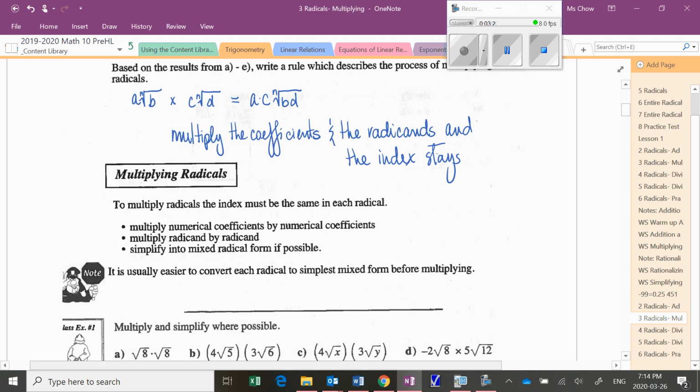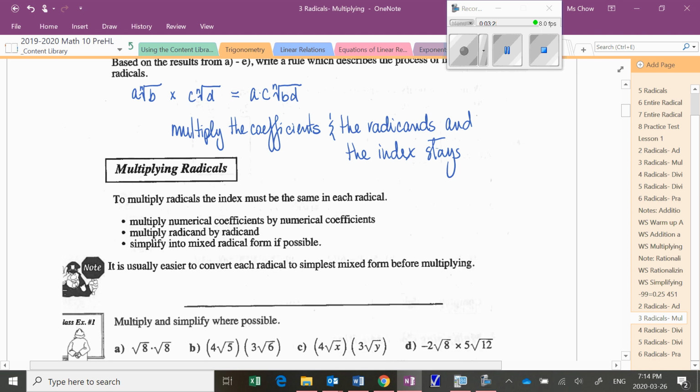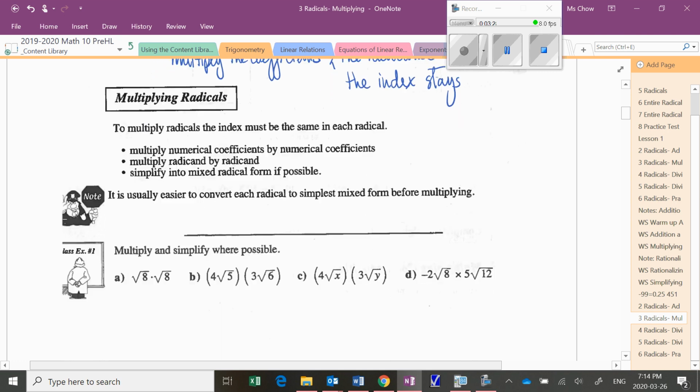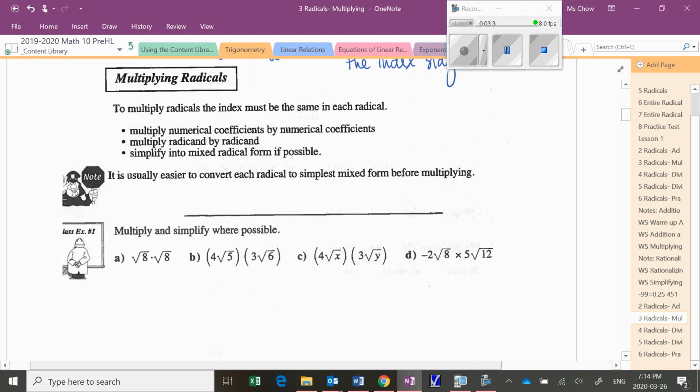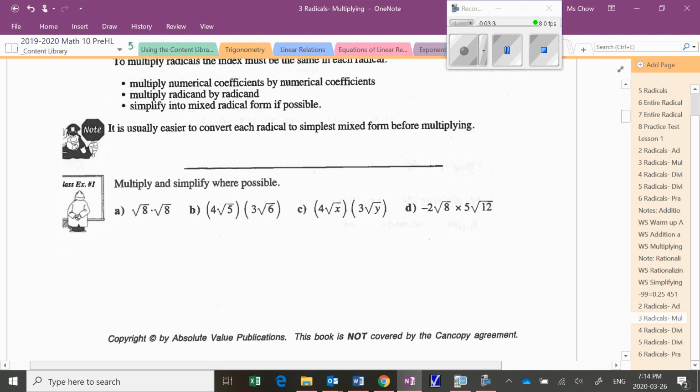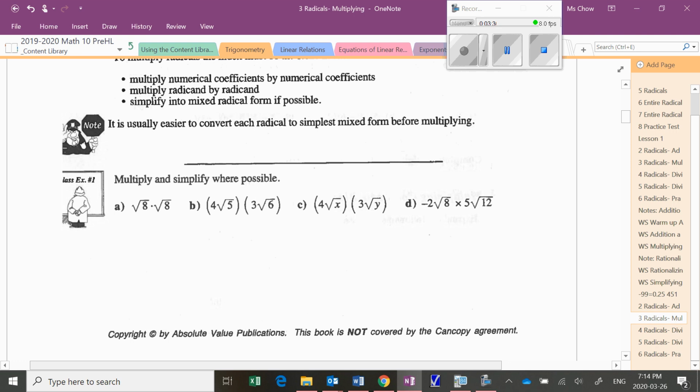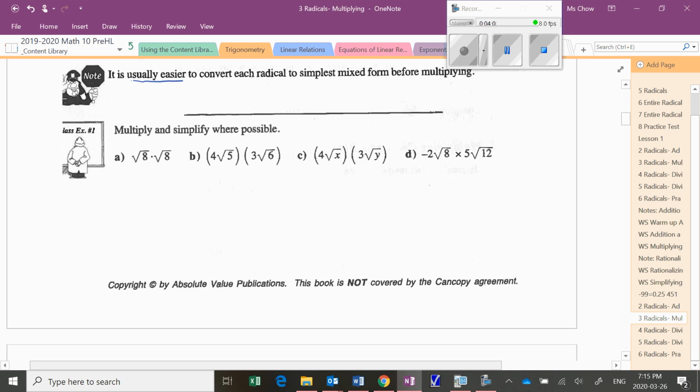Okay, so again, you can see that they've got exactly the same thing written right below. So to multiply the radicals, the index must be the same. In each radical, we're going to multiply the numerical coefficients together and multiply the radicands, and then simplify into mixed radical form if possible. It is in fact typically easier to convert each radical into simplest mixed form before multiplying, mainly because it just keeps our numbers smaller. So it just kind of depends on the scenario, of course. So we'll take a look in a second.